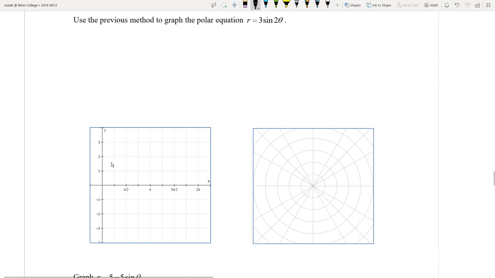So as we see here, we have two different graphs. So what we're going to do is treat this like an r versus theta graph. And we're going to graph 3 sine of 2 theta here. All right, so let's examine this graph as if it were just x's and y's. All right, 3 is the amplitude.